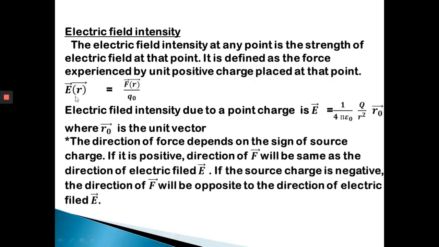Electric field intensity and F both are vector quantities. Electric field intensity due to a point charge is E equals 1 by 4 pi epsilon 0, Q by R square, into R0, where R0 is the unit vector. This formula is very important to find the electric field intensity due to a point charge, that is E equals 1 by 4 pi epsilon 0 Q by R square.